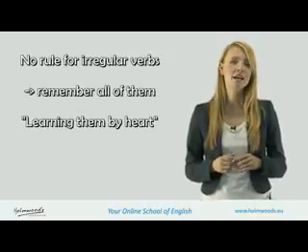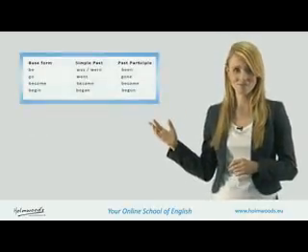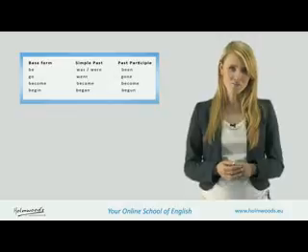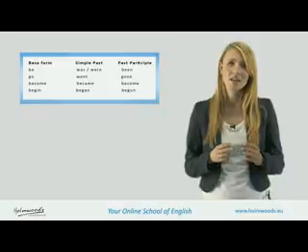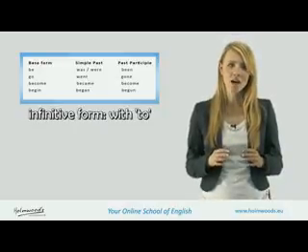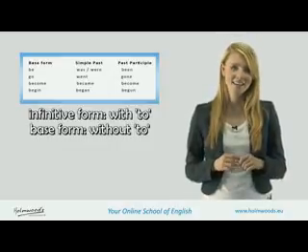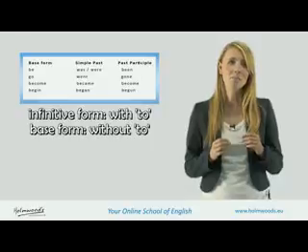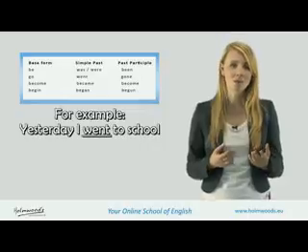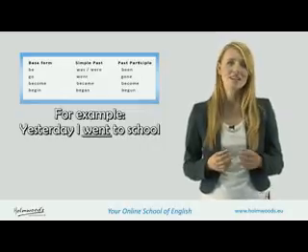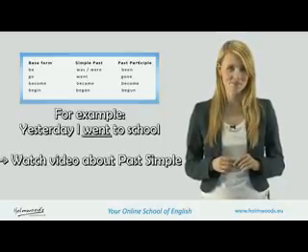When you see a list of irregular verbs, you often see 3 columns like this. The first column is either the infinitive or the base form. The infinitive is with to and the base form is without to. The second column is the form which you use with the past simple tense. For example, yesterday I went to school. Check out the video on the past simple to learn more about that.